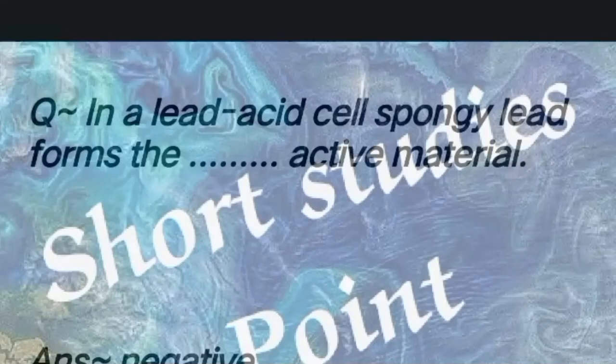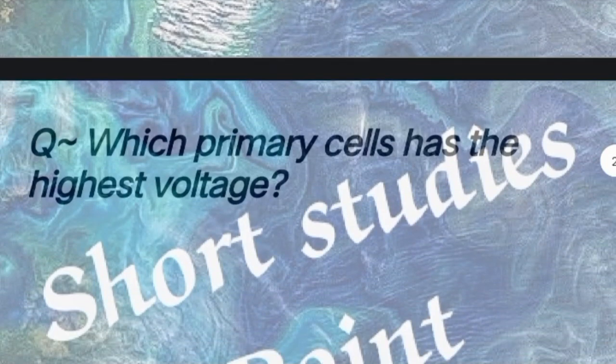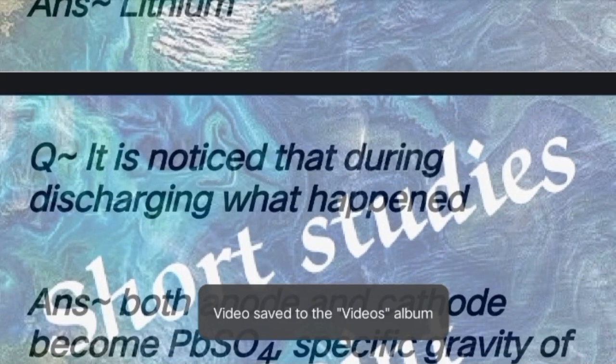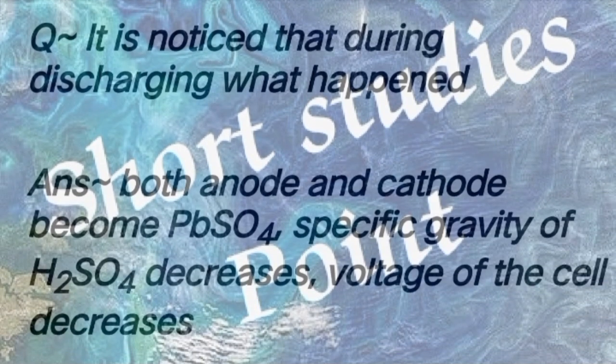Question: in a lead acid cell, sponge lead from the dash active material, answer negative active material. Next question: which primary cell has the highest voltage, answer lithium. Next question: it is noticed that during discharging what happened, answer both anode and cathode become PbSO4. Specific gravity of H2SO4 is decreased and voltage of the cell is decreased.